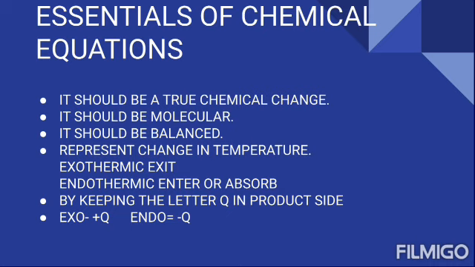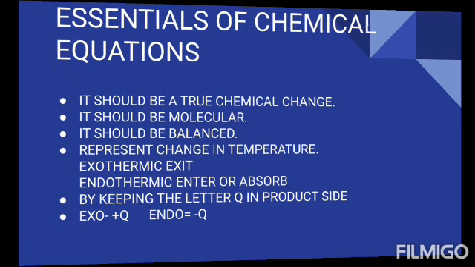This is shown by keeping the letter Q on the product side. Towards the right side of the arrow we have the product side, right? There you need to keep the capital letter Q. After the whole reaction, if you are adding plus Q on the product side, it is an exothermic reaction. If you are keeping minus Q, it is an endothermic reaction.